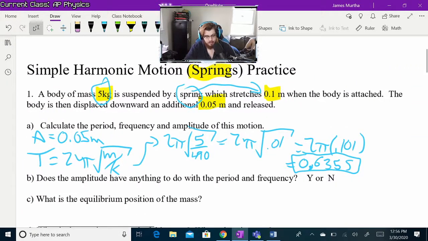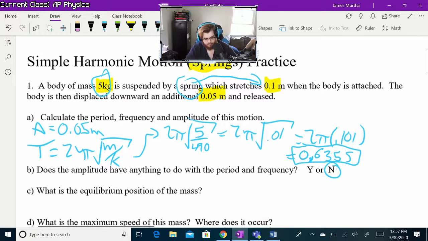Now, next we're asked, does the amplitude have anything to do with the period and frequency? Well, if we take a look, our period equation doesn't have anything in there with amplitude, and our frequency equation didn't either. So, no, it doesn't. It has nothing to do with that. So, easy enough.